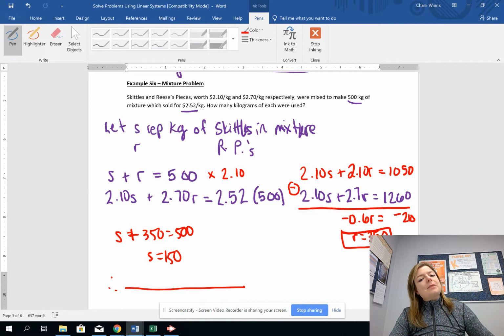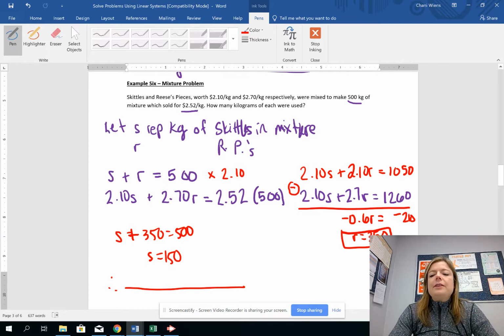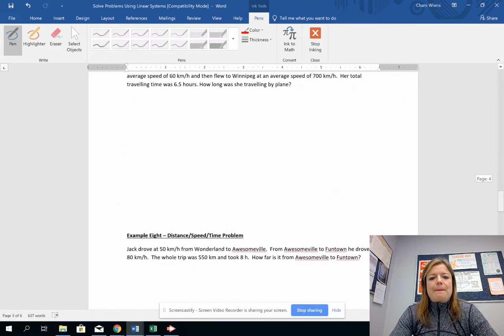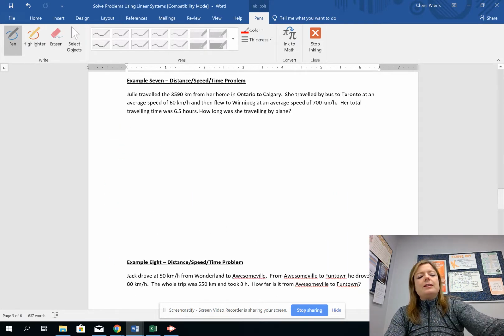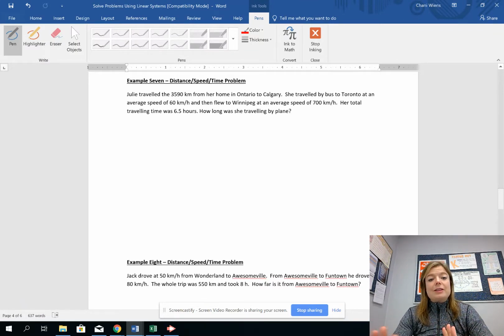So that is mixture problems. Again, you'll see the two types, one with percentages and one with money. Now you know how to do both. Okay, we're moving on to distance, speed, time problems. So if you want to take a little break and absorb the information from the mixture stuff, that's up to you. We're just going to do examples 7 and 8 for today. And in the next lesson, we'll learn some more complicated distance, speed, time problems.